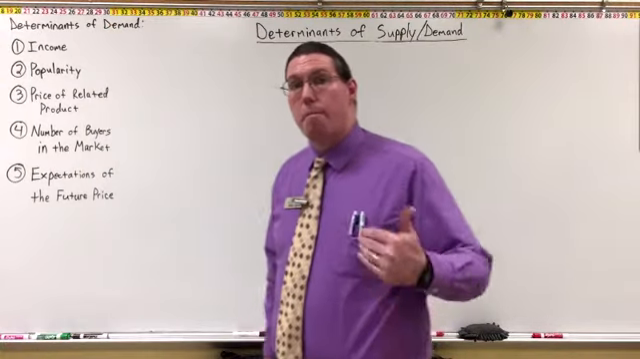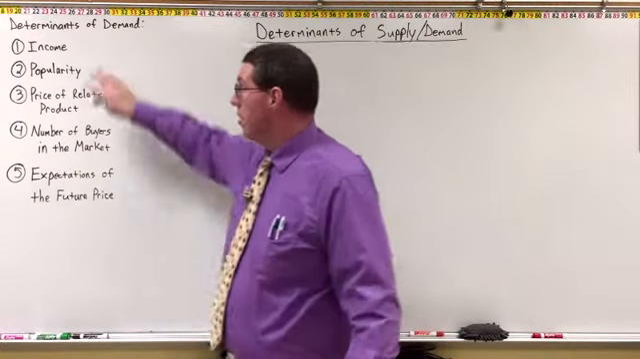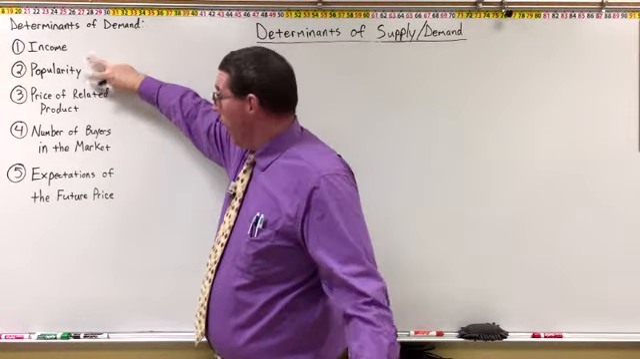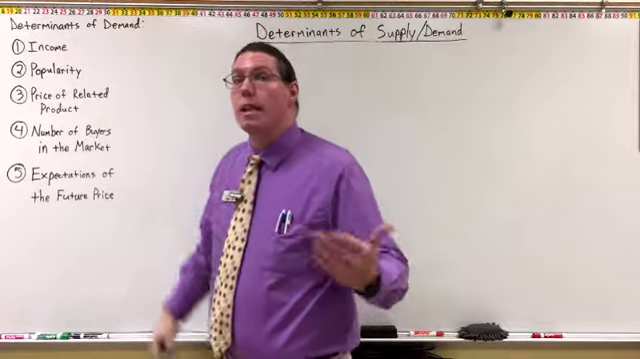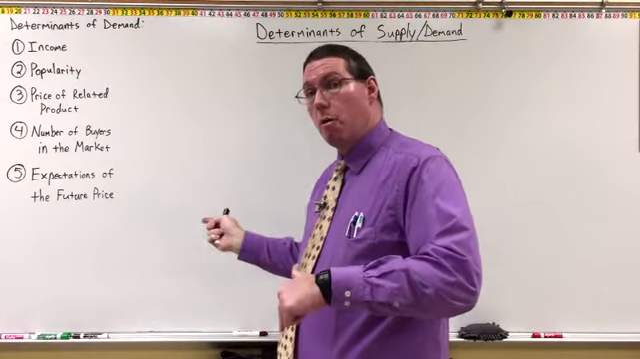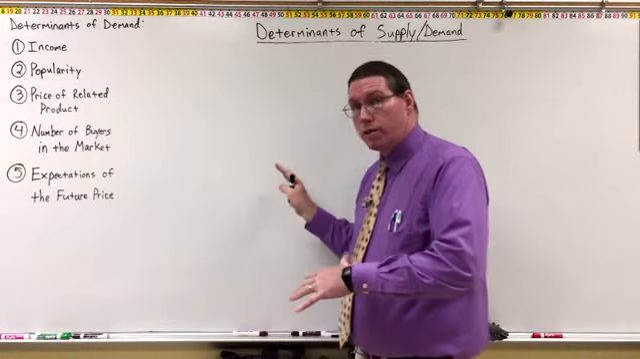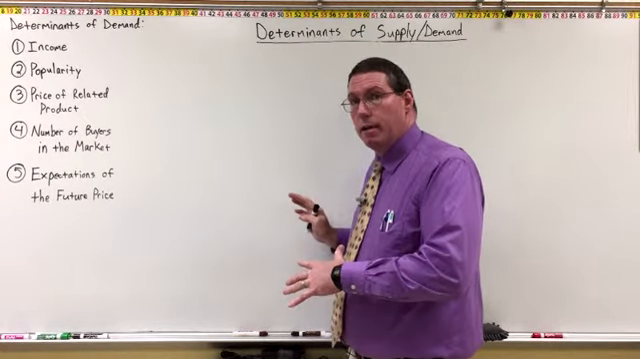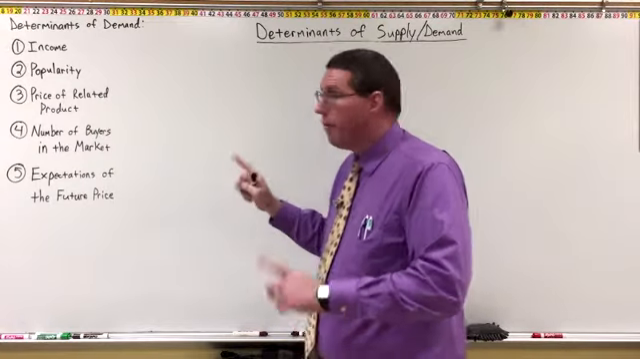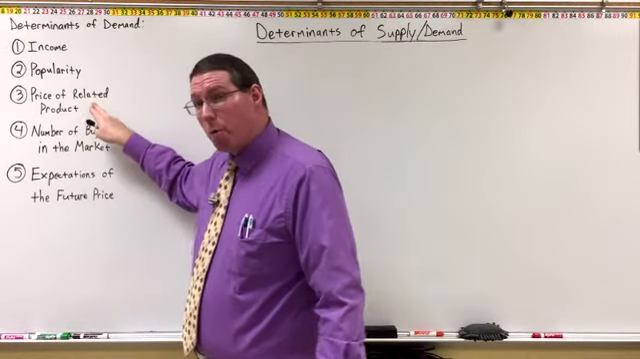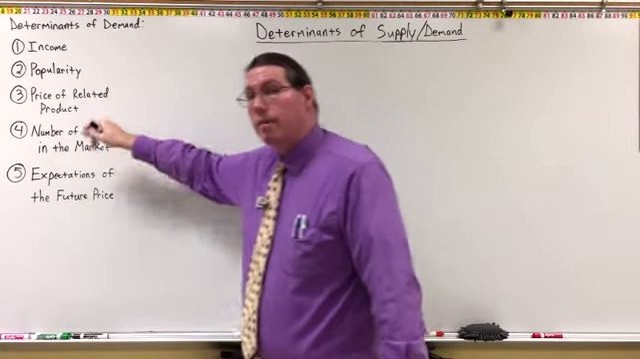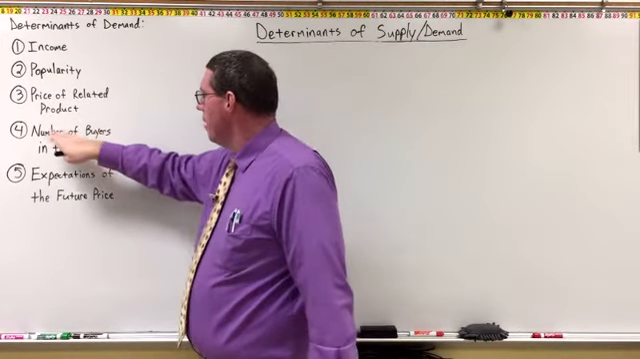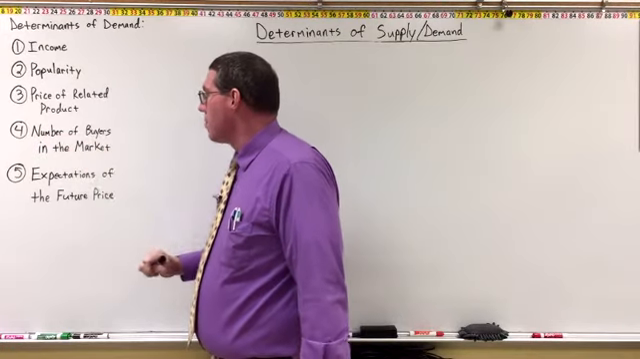Now, this is income of buyers, okay? This is the income of buyers. The popularity of the product itself, the prices of related products, not the price of this product. If the price of this product changes, that's just going to affect quantity demanded. It's not going to affect the whole curve itself. But the price of another product could affect the demand for this product, and we'll get into that in a couple more minutes. Then there's the number of buyers that are in the market.